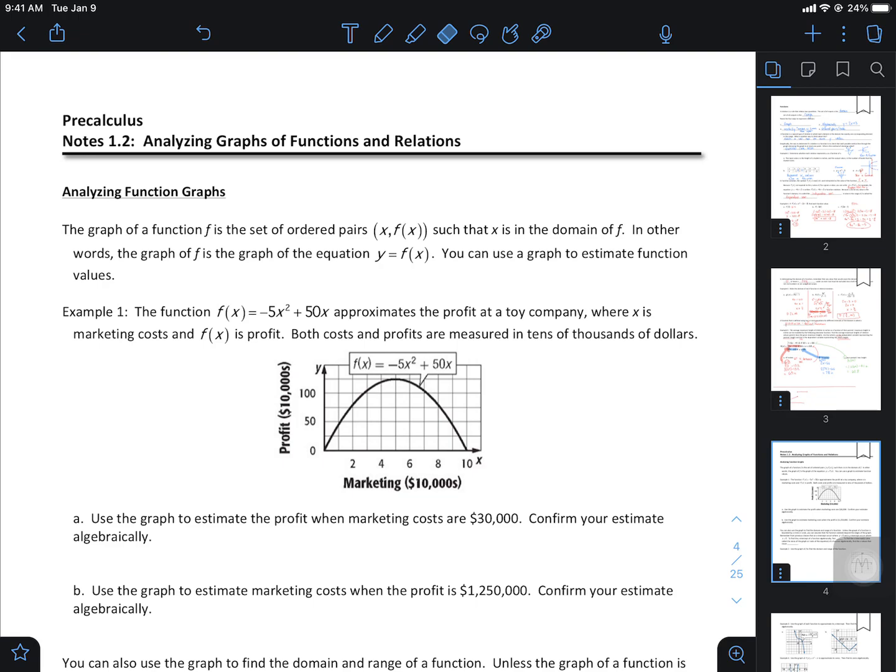All right, 1.2. Today we are going to be looking at different pieces of graphs and functions and that type of stuff. So we're going to go ahead and jump right in.